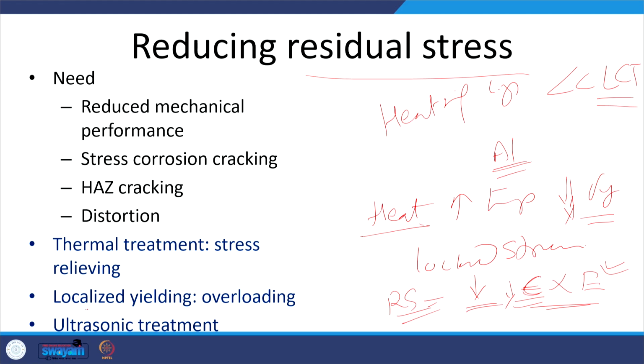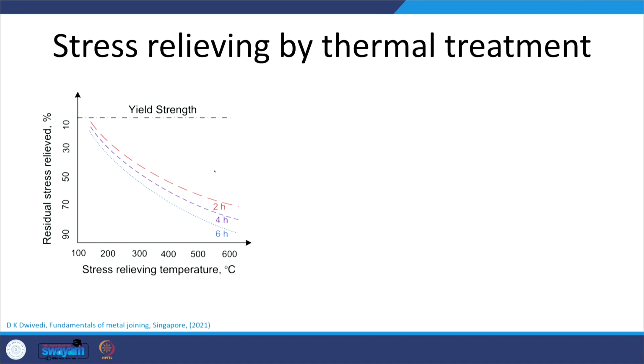Similarly, localized yielding is attained through overloading of the weld joint. Overloading means the joint is loaded beyond the yield point, so that localized yielding takes place in order to relieve the locked-in strain. And similarly, ultrasonic treatment is given so that the resonant frequency is attained and the locked-in strain is relieved to reduce the residual stresses.